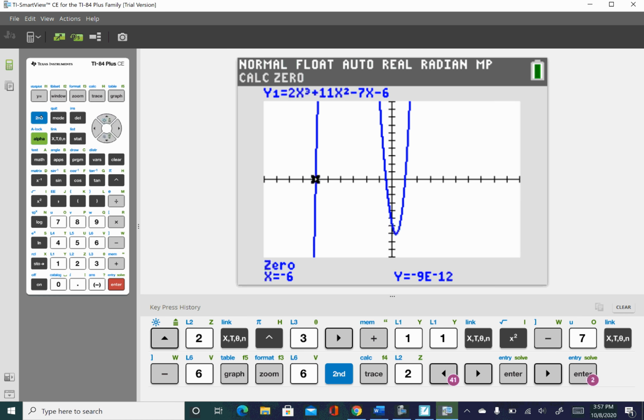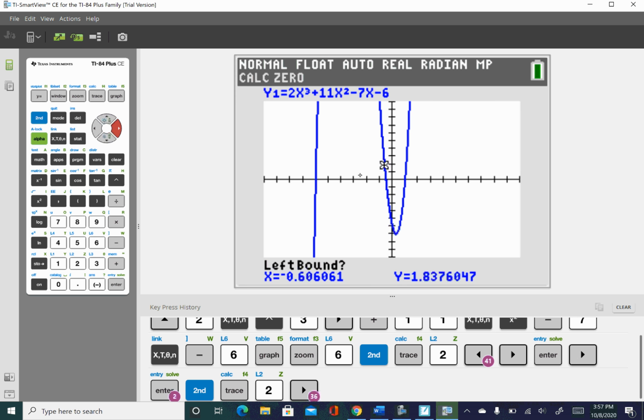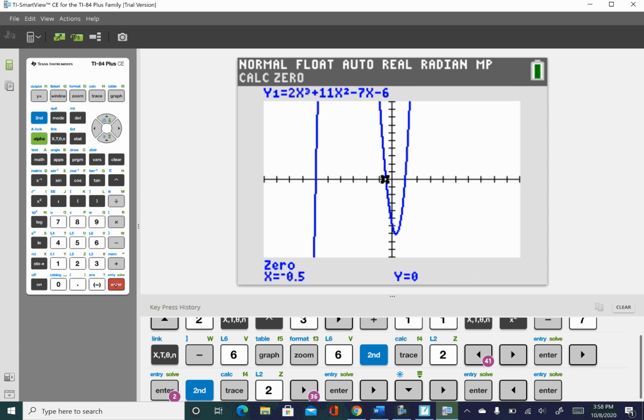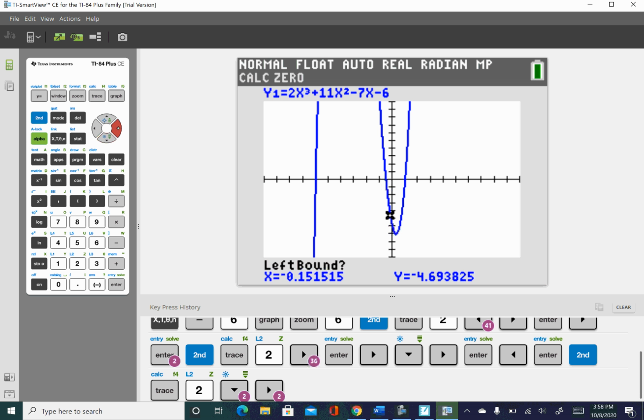All right, you repeat that process. Second trace, number 2, to find the zeros, and now I'm going to use my right arrow key to find the middle zero. This time, sorry, left bound would be above the x-axis. Right bound is below the x-axis. I'll get myself down there below, hit enter. And then I'm going to guess closer up here to the x-axis. And I have -0.5, which we know is -1/2. And then I'll repeat that one more time. Second trace, number 2 for the zeros. Use my right arrow key.